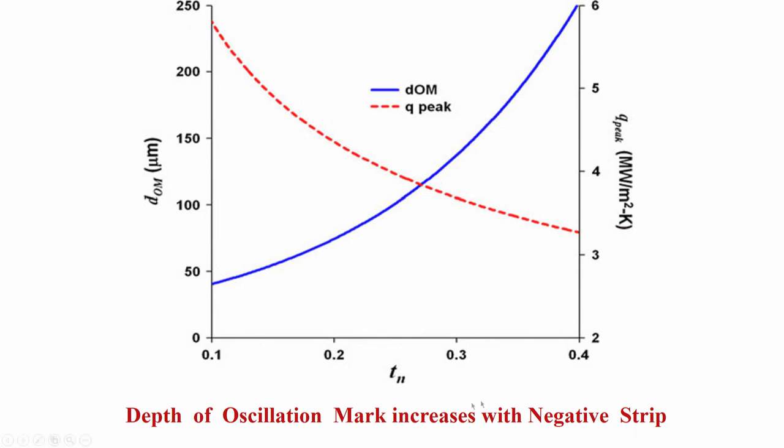So, here I have mentioned how with increase in negative strip time, oscillation mark depth is increasing. Our aim is to control negative strip time within a lower value, say 0.1 or 0.2 seconds or so. It should not be higher than that. If we can control that, our depth of oscillation marks will also be less than 100 micron or so depth. I am talking of the depth.